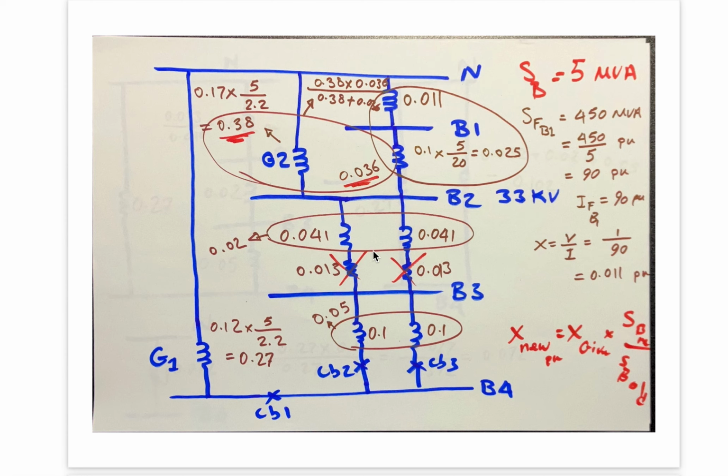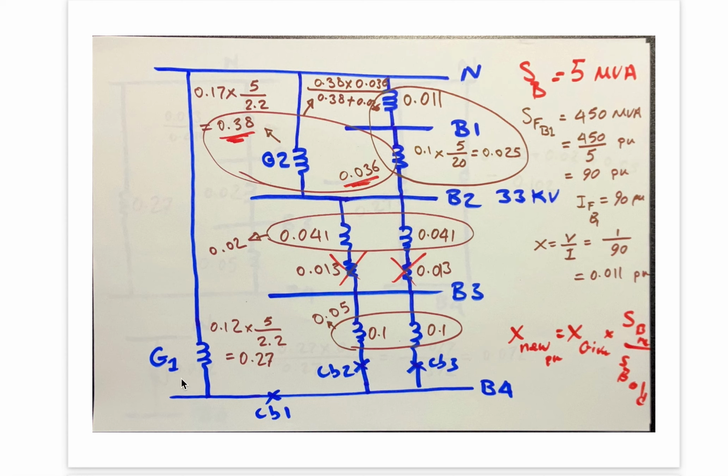For the transmission lines, we need to calculate the base impedance. Then we multiply the given ohmic impedances by the base impedance, and this is done in the next slide or next page, so let's skip this one for now. For these transformers, the rating of these transformers is 5 MVA, the same as our common base power, so you don't have to do anything for these transformers.